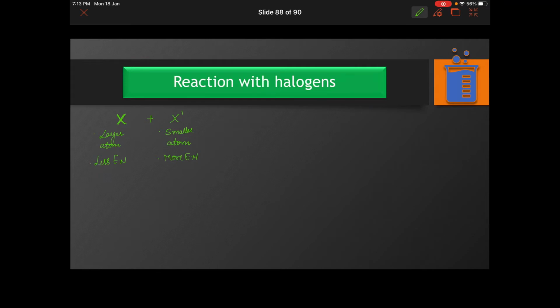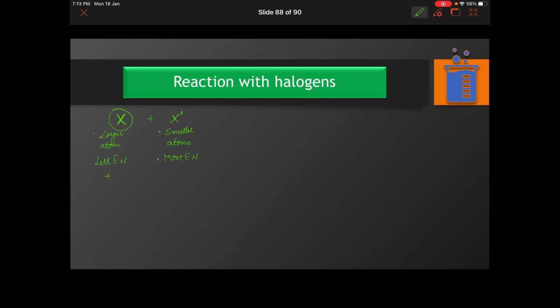So XX dash. Now there is a very peculiar thing that you need to basically understand, that since this X dash over here is going to be more electronegative, the X atom over here, which is larger and lesser electronegative, is going to show the positive oxidation state.